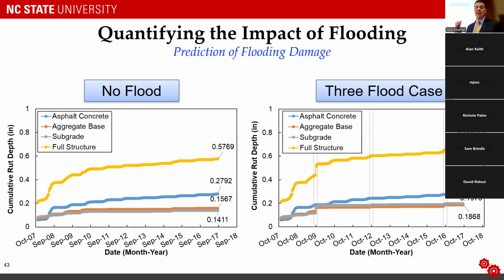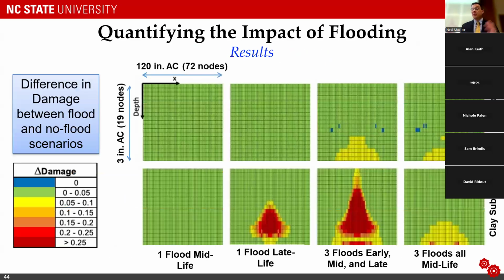But it continues, and in this case, again, we see the predicted rutting is higher. Whether that's significant enough to reduce the life, again, depends on the exact sequence of those floods and the particular characteristics of the pavement. That was looking at rutting. We also look at damage.